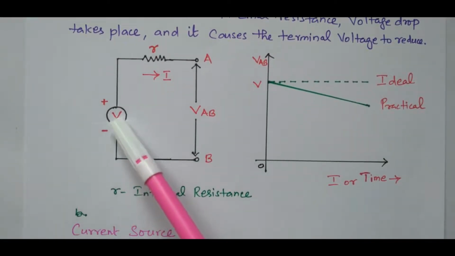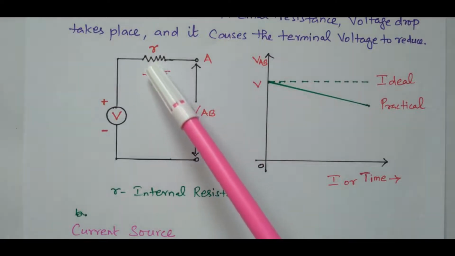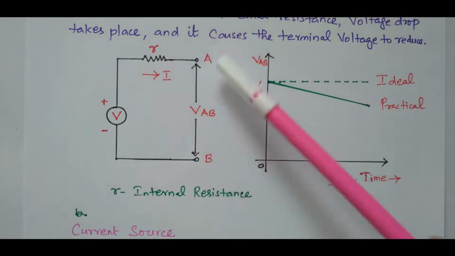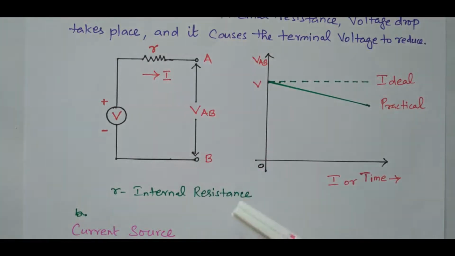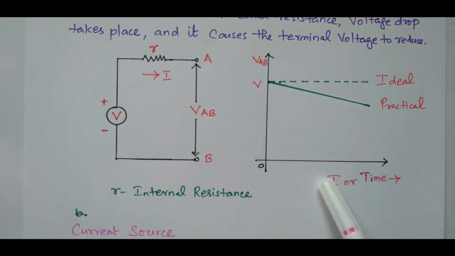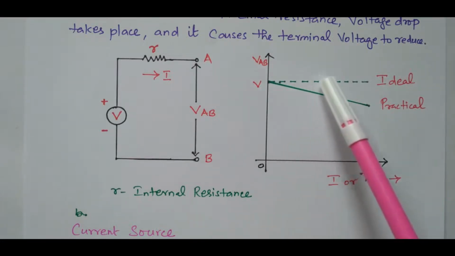So the voltage source is available. This is the internal resistance R. The current is flowing. Across the terminals A and B, this is voltage AB. The graph is drawn between current or time with respect to voltage. In case of the ideal voltage source, the voltage is constant. Whether the current increases or decreases, time increases or decreases, the voltage remains constant.